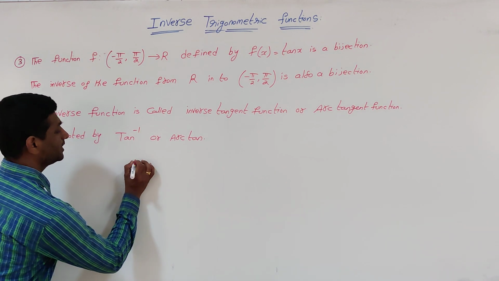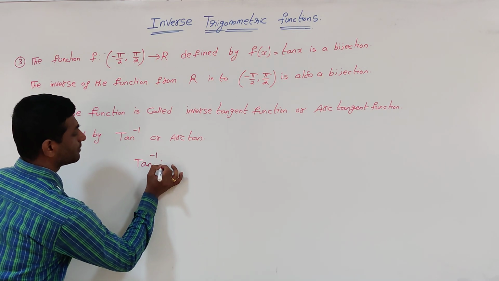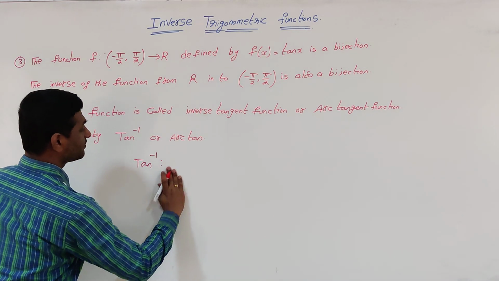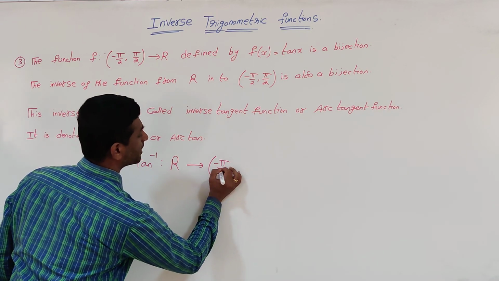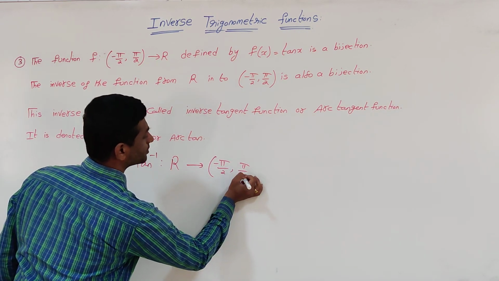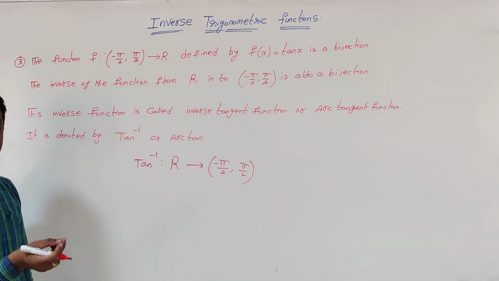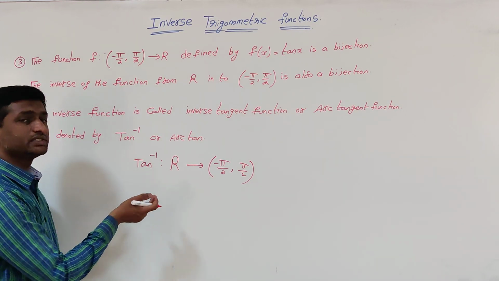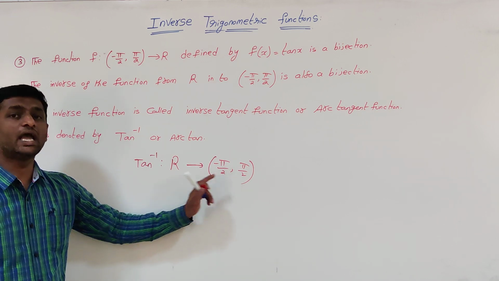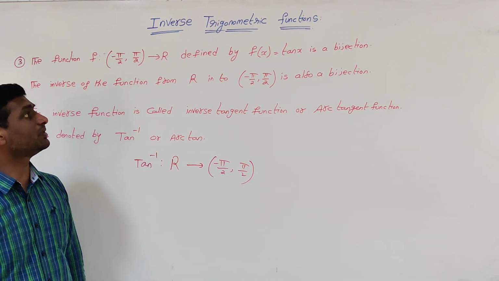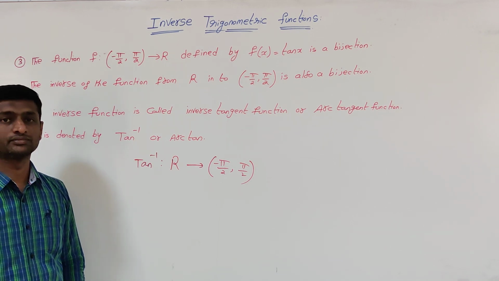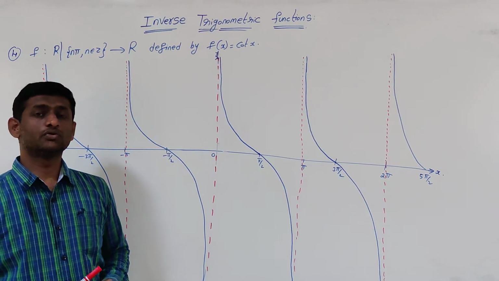Means tan inverse is a function from R to the open interval minus pi by 2 comma pi by 2. Means if the input is a value, the output is the angle. Next we'll go for the inverse trigonometric function for cot. Now we'll go for cot x.